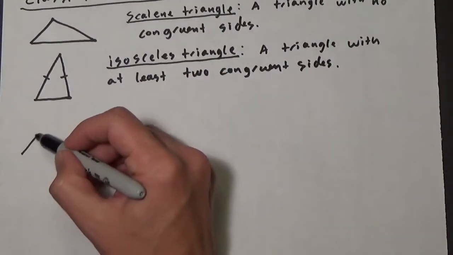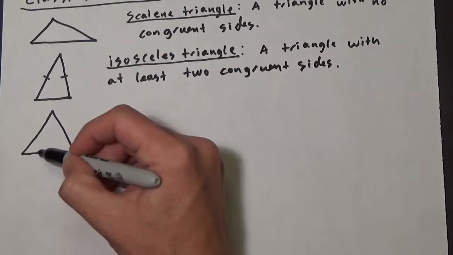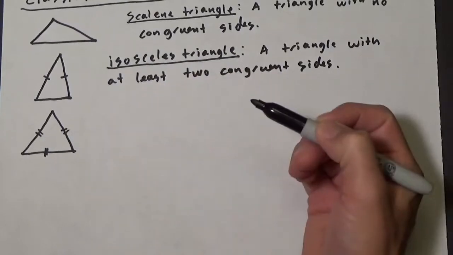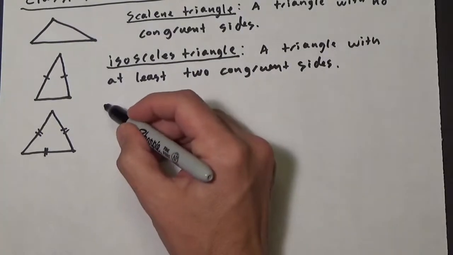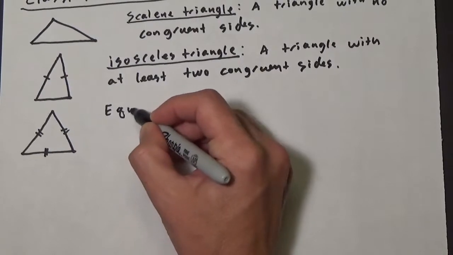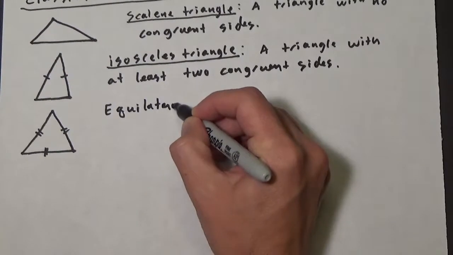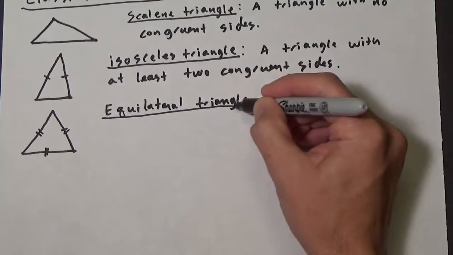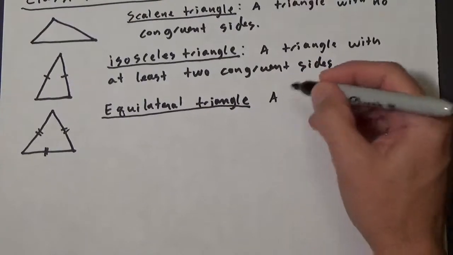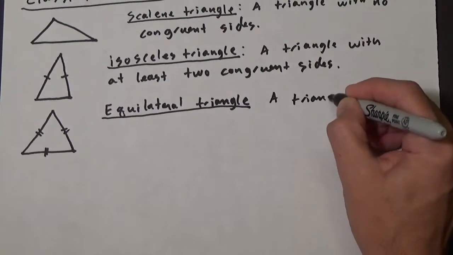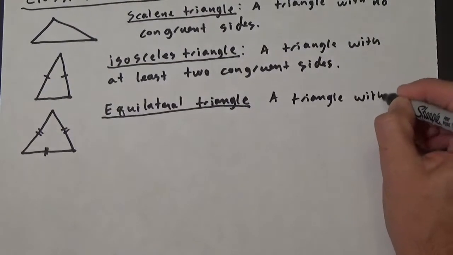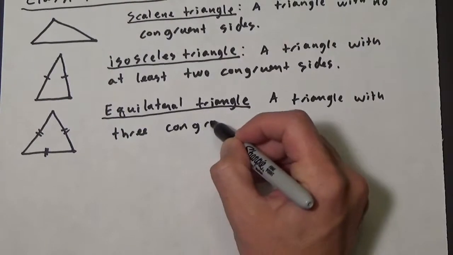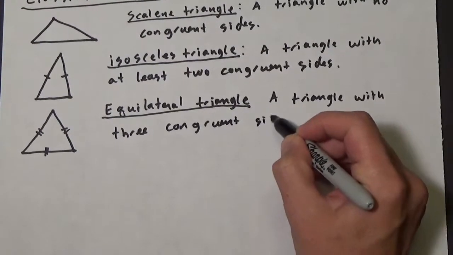Then the last type is if we have a triangle with three congruent sides, and this would be an equilateral triangle. An equilateral triangle is a triangle with three congruent sides.